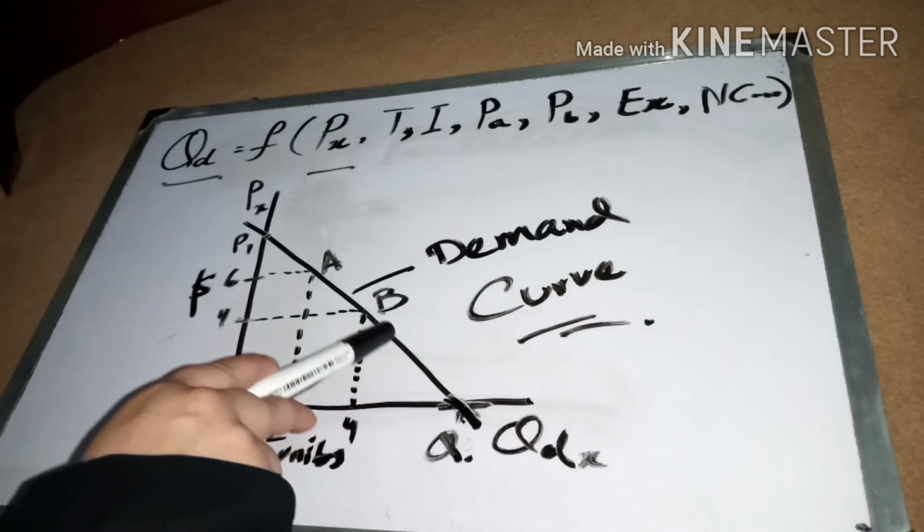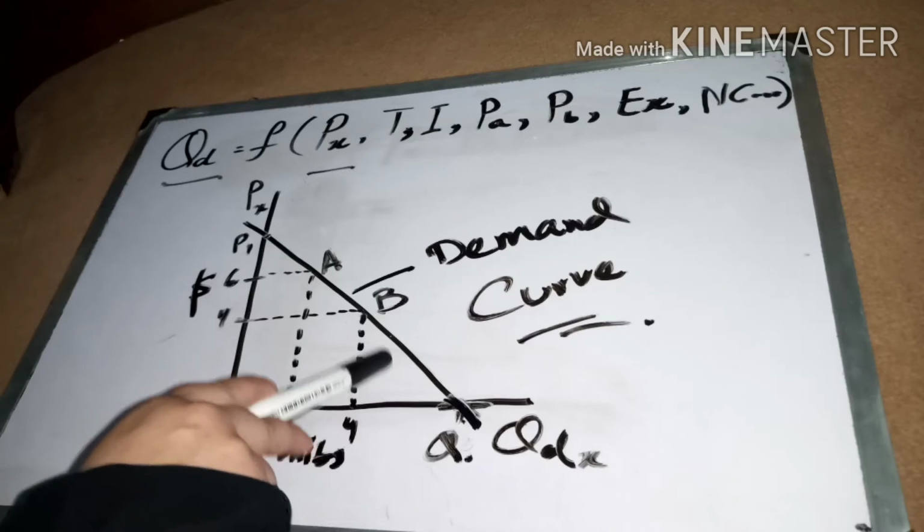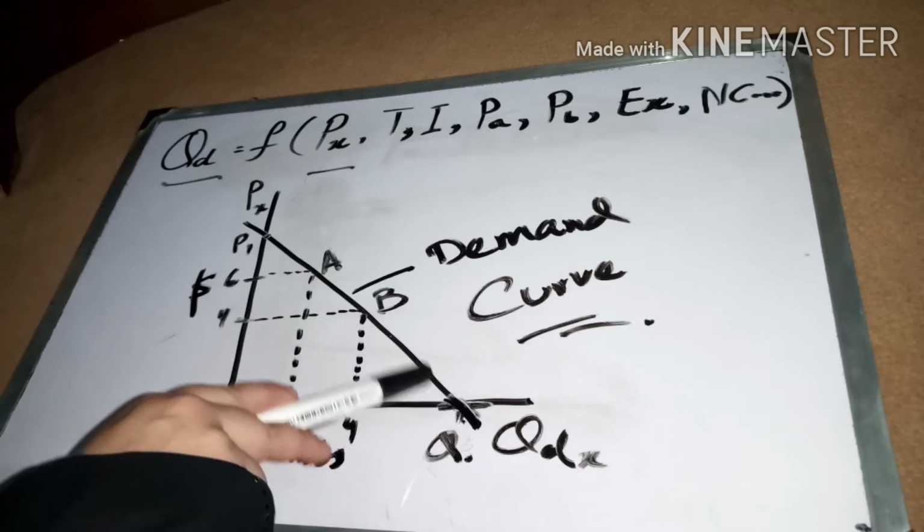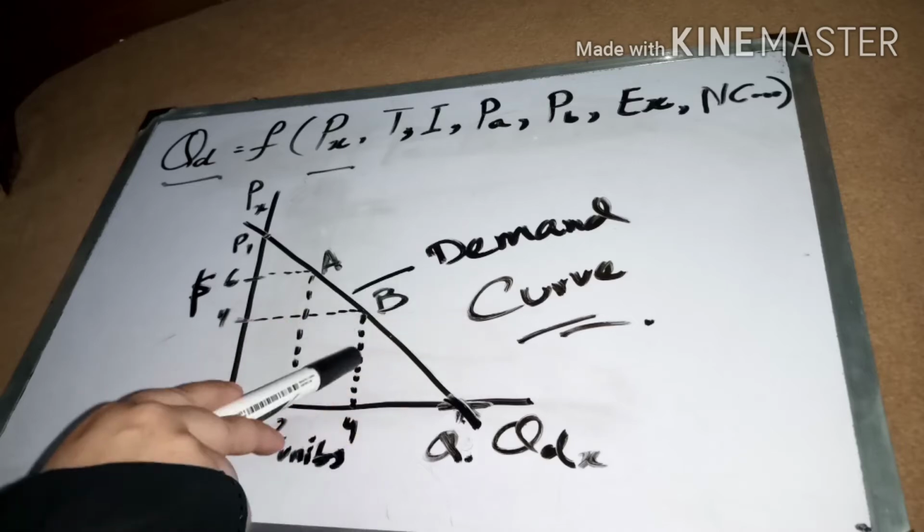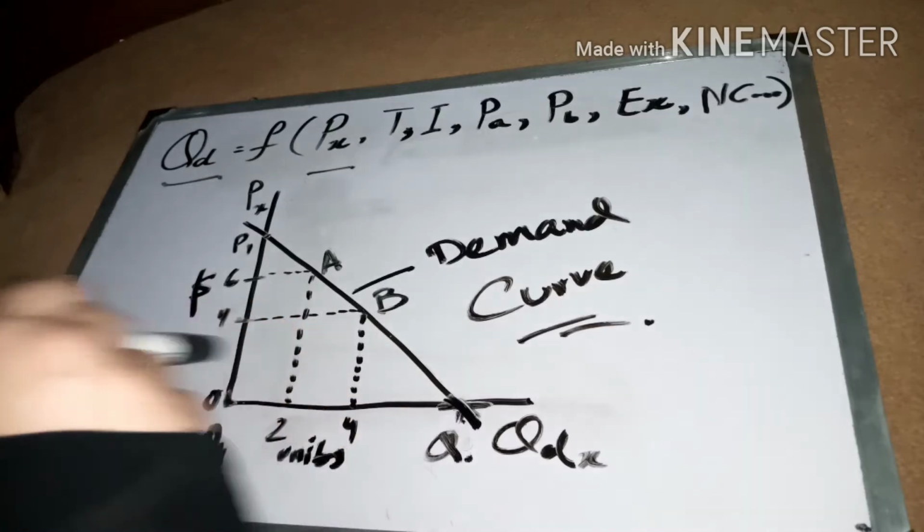Now we would see what the other things are that would make this demand curve shift outwards or inwards. Now let's see that.